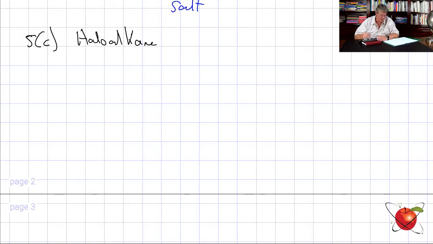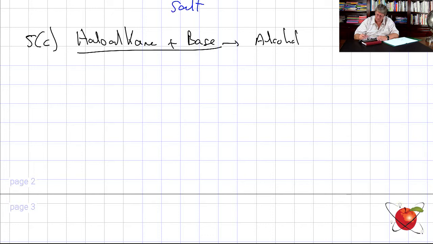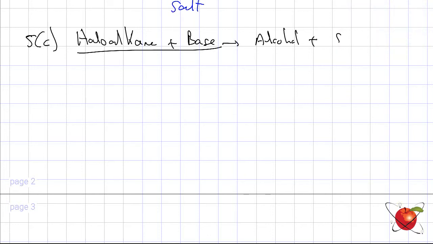Haloalkane plus a base goes to an alcohol, plus a salt. The textbook said to get a hydrogen thing, but that's not to completion. That's not what I was able to come up with in the research I did. But let's just do it anyway.